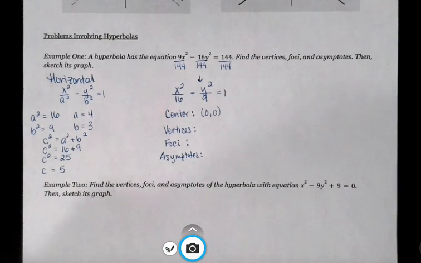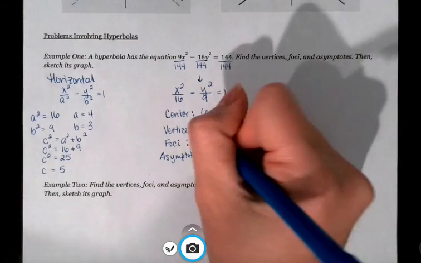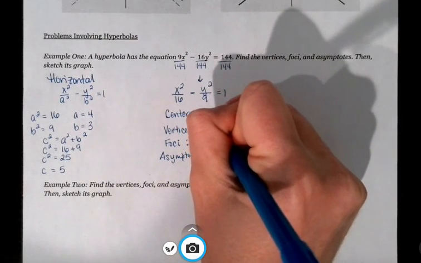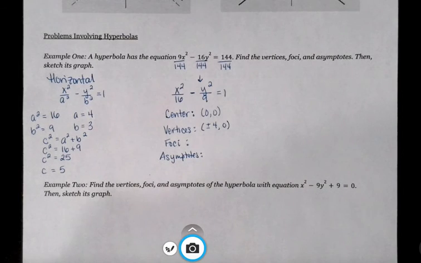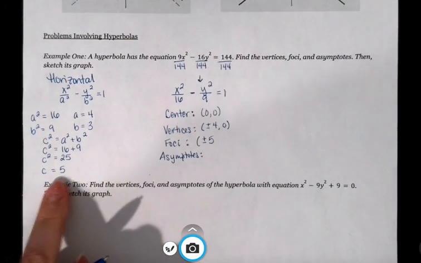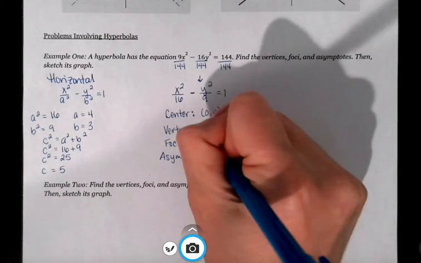So my vertices, if I look at my formula sheet for a horizontal hyperbola, is based on my a, and it goes in the x spot. So my vertices are going to be plus or minus my a, which is 4, comma 0. My foci, again, since it's horizontal, my number goes in the x spot, and that's still based on my c. So I have plus or minus my c, which we said our c was 5. So plus or minus 5, comma 0.